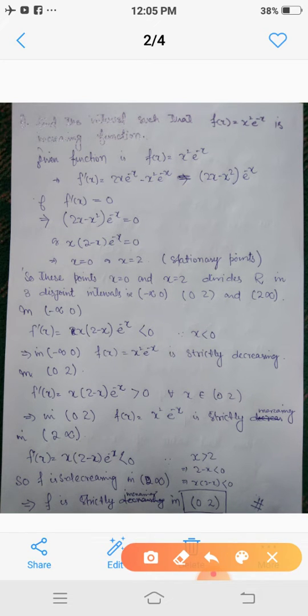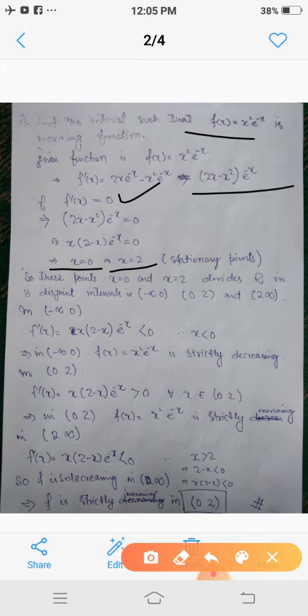Now we have to find the interval such that the function x square into e raised to power minus x is an increasing function. Firstly, we will find its derivative. The derivative by product rule of differentiation is 2x minus x square into e raised to power minus x. Now for stationary or critical points, the derivative is 0, which implies x into 2 minus x into e raised to power minus x is 0, so x equals 0 and x equals 2.